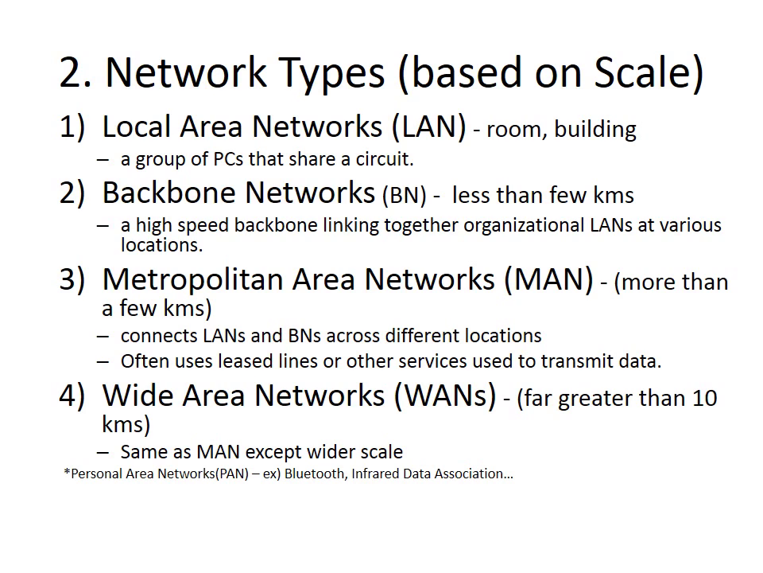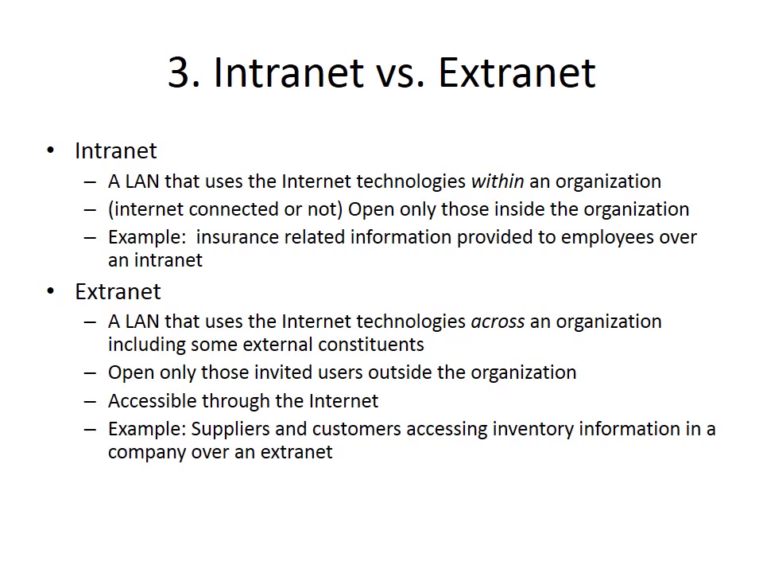Based on distance, you can categorize local area network, backbone network, metropolitan area network, and wide area network. An intranet opens only to those inside the organization. It can be connected to the internet or not. An extranet opens their network but only to invited users outside the organization.